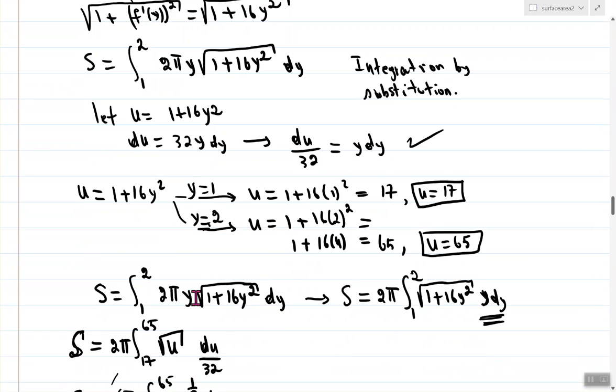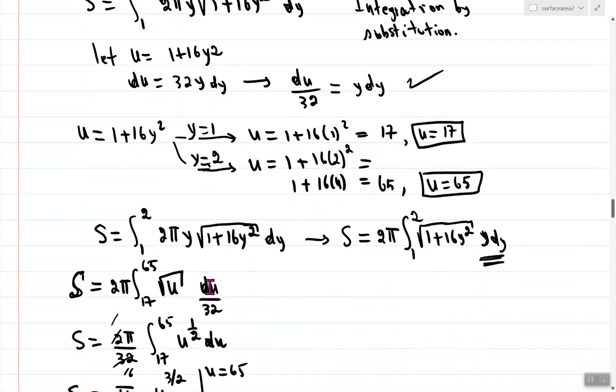So when we go from the y integral to the u integral, we're going to have a 2 pi times y. So what is y? So y dy is du over 32.